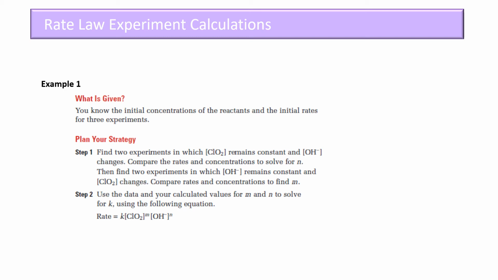Then find 2 experiments in which the concentration of OH negative remains constant and the concentration of ClO2 changes. Compare rates and concentrations to find M. Step 2. Use the data and your calculated values for M and N to solve for K, using the given equation: K times the concentration of ClO2 to the order of M times the concentration of OH negative to the order N is equal to rate.